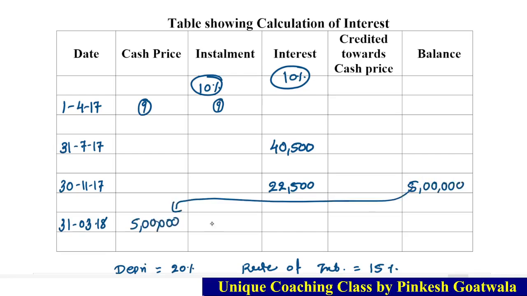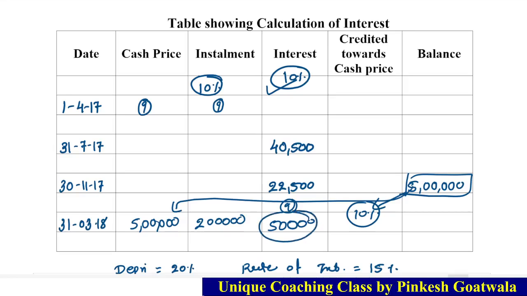Now what will be the suppose installment, 2 lakh. And what will be the amount of interest? How do we calculate it? The rate of interest is 10%, so 10% of what will we take? This balance. Whatever the balance is, we take 10% of it. 10% of 5 lakh: you will get 50,000 interest.